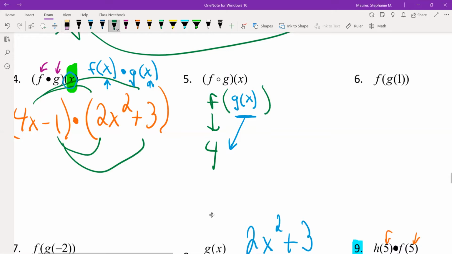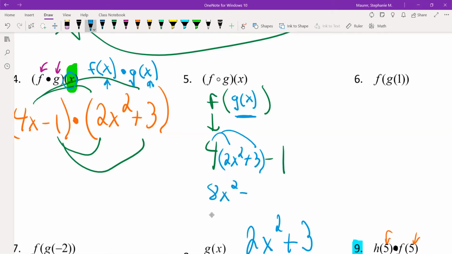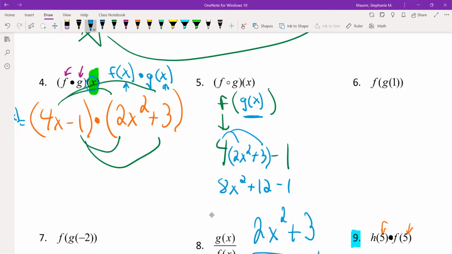I'm going to need a little bit more space here, so I'm going to scoot the 1 over. I got rid of the x, and what am I going to plug in there? I'm going to plug in the g function, which was 2x squared plus 3. That would be the function I am now solving, in which case you'll see a little bit of distributing happening. That would give me 8x squared plus 12 minus 1, and then I'll let you solve that.